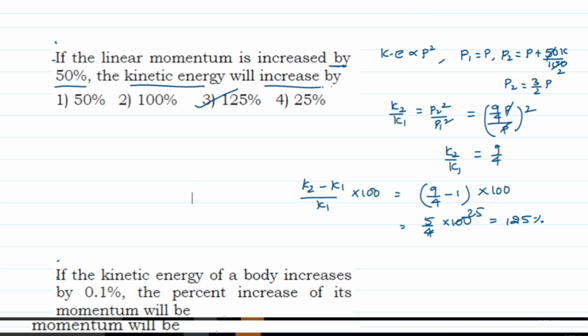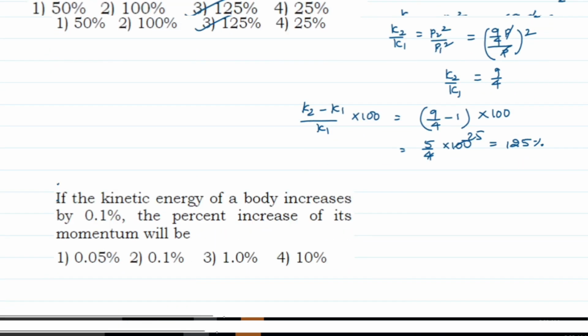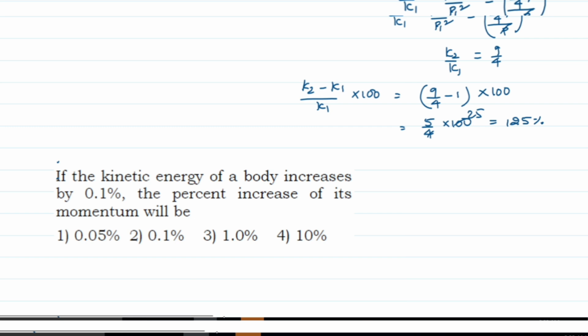Let us see the next question. If the kinetic energy of the body increases by 0.1 percentage, the percentage increase in the momentum will be. So this is a similar question, students, but here if the percentage increase or decrease value is given as less than 0.5 percentage, here we need to follow the other procedure.